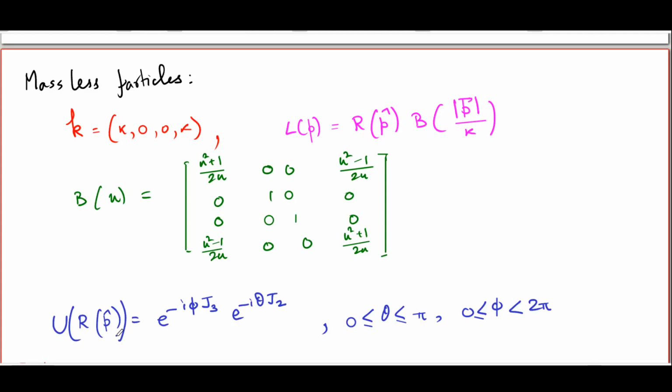And this is something which has to do with the fact that the rotation group is not simply connected. This topological fact is something we are going to discuss in some more detail in a later lecture.